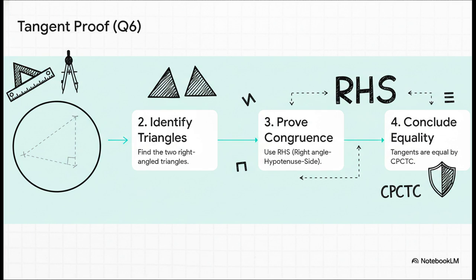Now, a proof like the one in question 6 can look kind of scary, right? But honestly, it's just a 4-step puzzle. The whole game is just to prove that two triangles are congruent. Once you've done that, well, the tangents have to be equal. It's best to think of it as a logical sequence, not just some random thing you have to memorize.